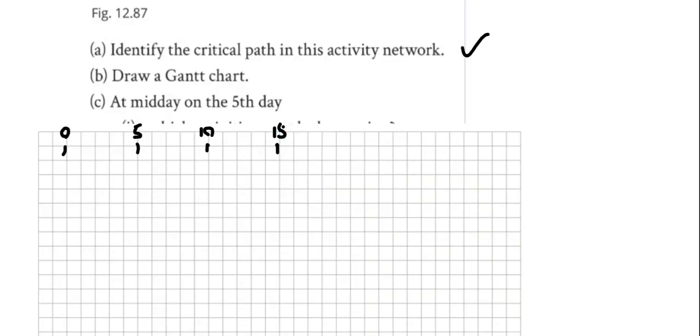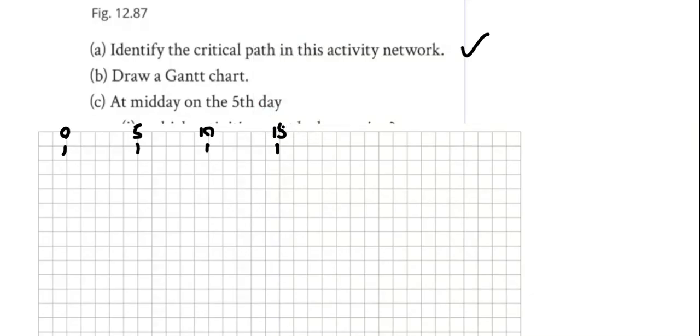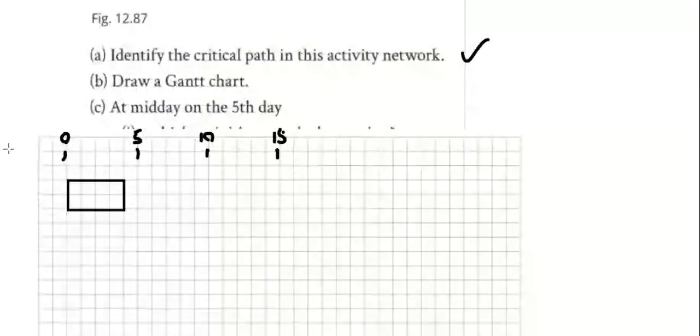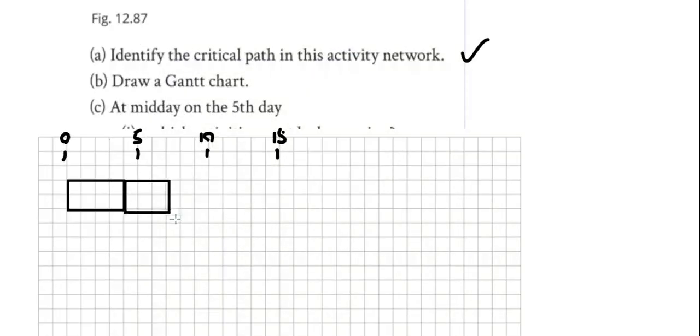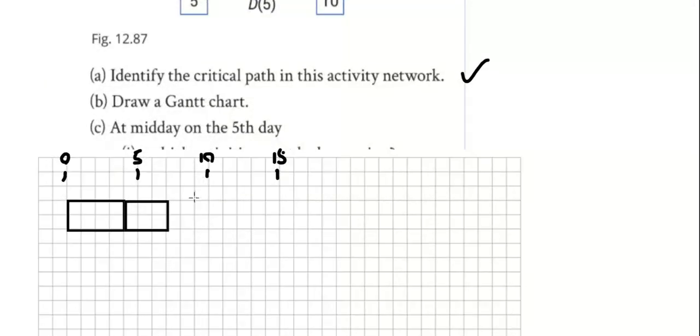So what you said the critical path was again? ACE, was it? Okay, I'm going to start forming some rectangles. How long did A take? 4 minutes. 1, 2, 3, 4. There's A. How long did C take? 3 minutes, was it? 1, 2, 3. How long did the next one take? E took 5, did it? 1, 2, 3, 4, 5. And there it is. That's A, C, and E.